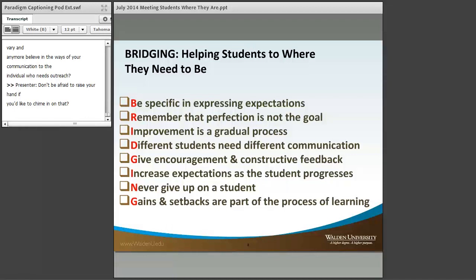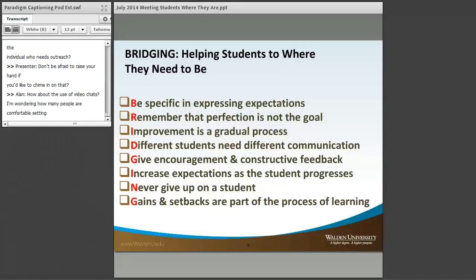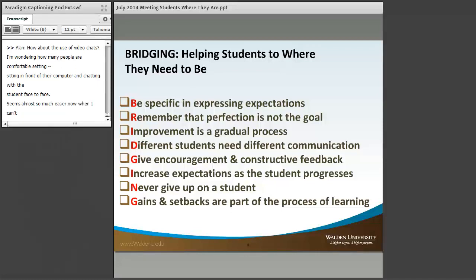How about the use of video chats? I'm wondering how many people are comfortable sitting in front of their computer and chatting with a student face to face. It almost seems so much easier now when I can't see Amber or Jane or Rich or Hillary, but if we were looking at each other and talking with each other, would that make a difference?